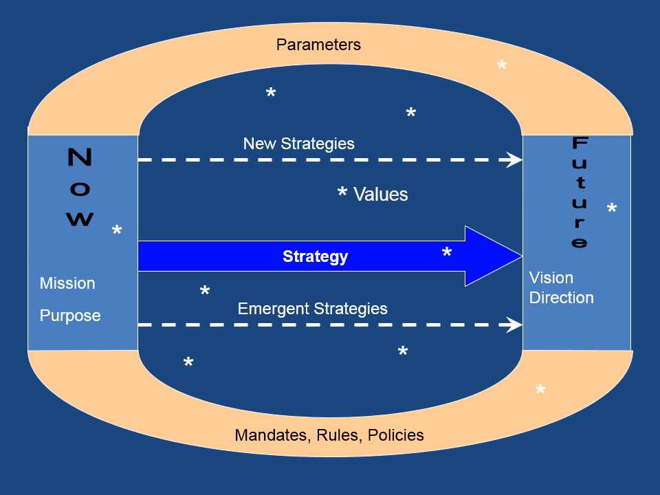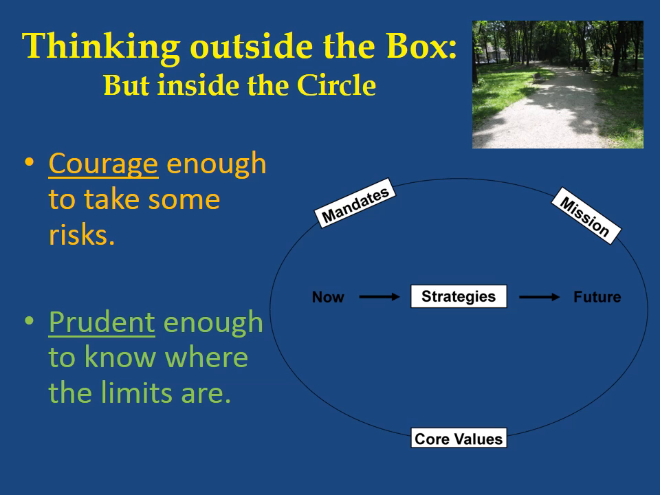And core values can provide some insights into helping us figure out what's inside the box, what's outside the box, and what's inside or outside the circle. The main thing is we don't want to be thinking outside the parameters of that circle when we do strategic planning. So we don't want any strategies that follow that red dotted line on the bottom of the screen. We want to make sure that we are very clear as an organization. What parameters are set that we can't think outside of? So to summarize, we want to have the courage to think outside the box of those familiar strategies that we've always tried before, but we want to think inside the circle. We have to be prudent enough to know where the limits are when we think outside that box.